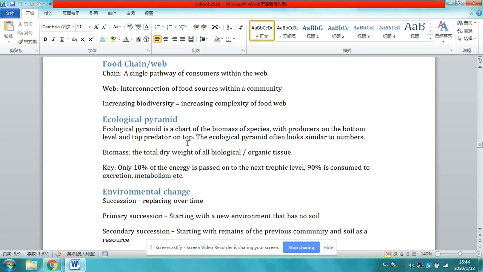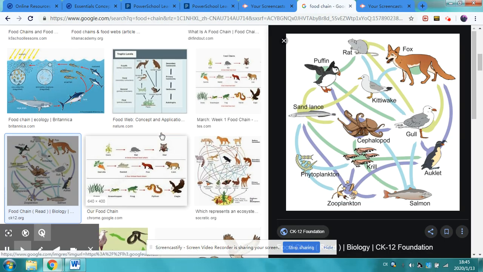Let's move down to ecological pyramid. It is a chart of the biomass of species, with producers on the bottom and top predator on top. So this is a bit like a food chain, but it's an ecological pyramid.